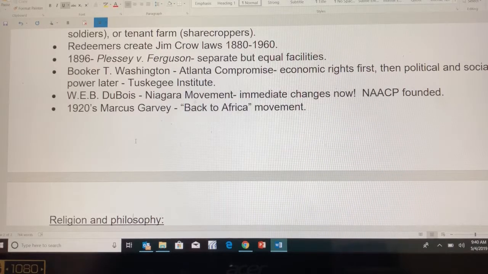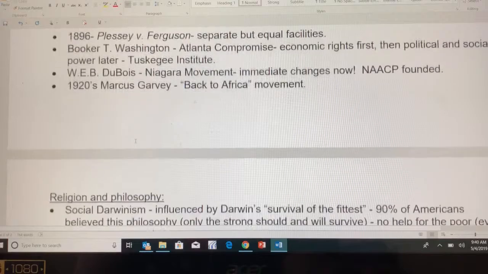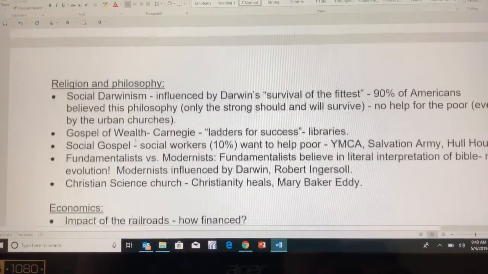Eventually, by the 1920s, many African Americans realize that equality is really hard in America. And Marcus Garvey is going to introduce the Back to Africa movement. He creates the United Negro Improvement Association to generate businesses and support for the African American community.